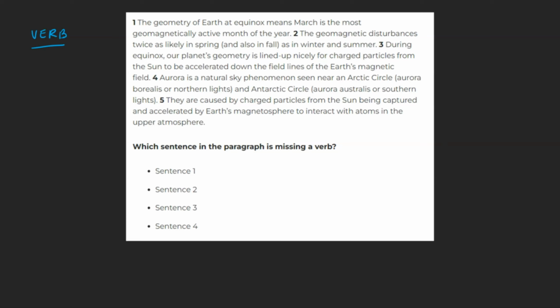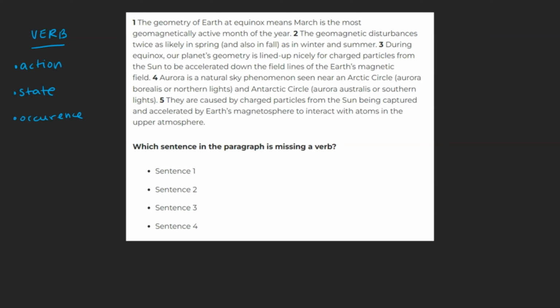A verb is a word that describes an action, for example, run or eat, a state, for example, is or belongs, or an occurrence, for example, happen or begin. With this in mind, let's go through our sentences and see if we can locate a verb in each one.